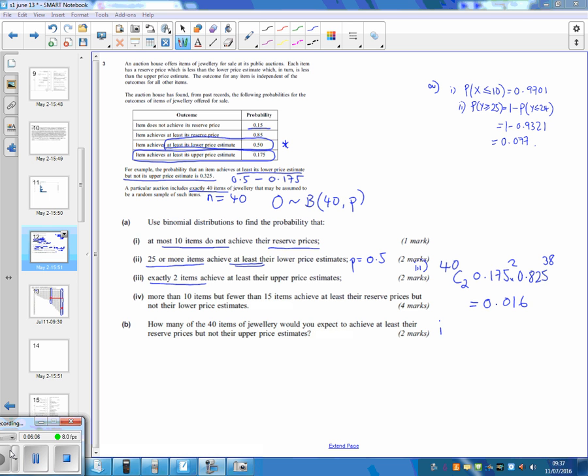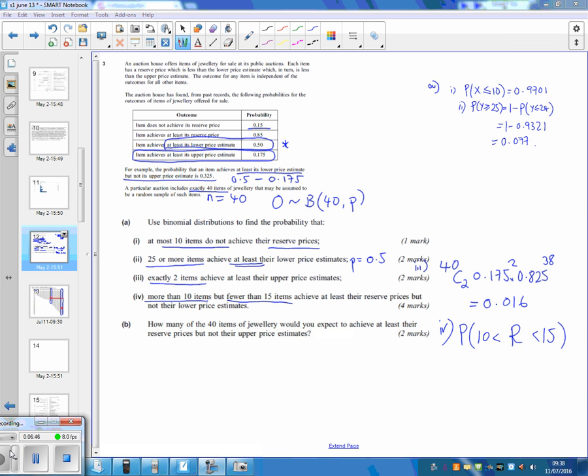And then part 4 for part A. More than 10 items, but fewer than 15 items achieve at least their reserve price, but not their lower price estimate. So there's a lot going on here. So firstly, I'm going to think about, well, what am I trying to work out? So I'm trying to work out more than 10, but fewer than 15. So this time, let's just say, what do we need? We were thinking about reserve price, so I'll give that R. So I want this probability that R is between these two values.